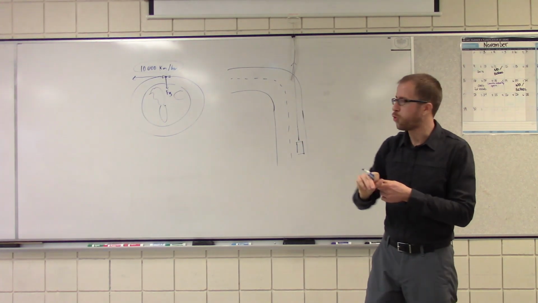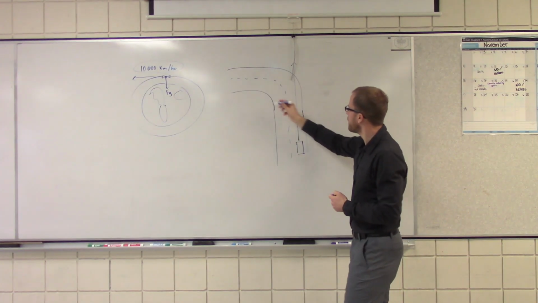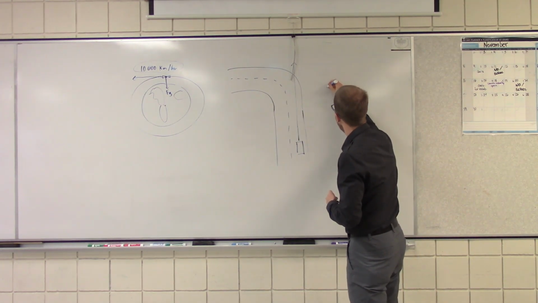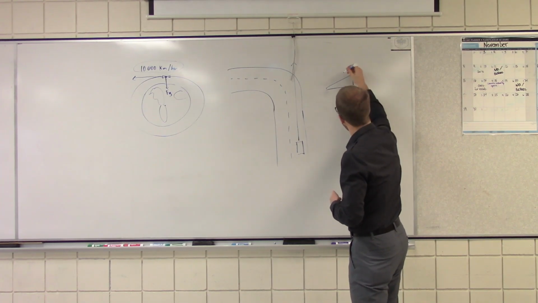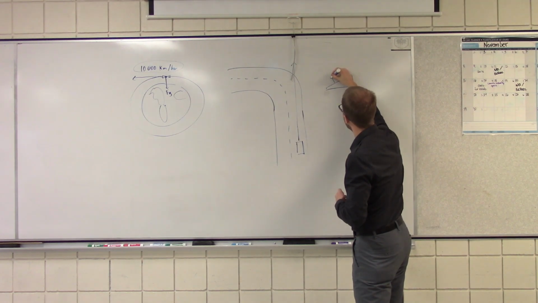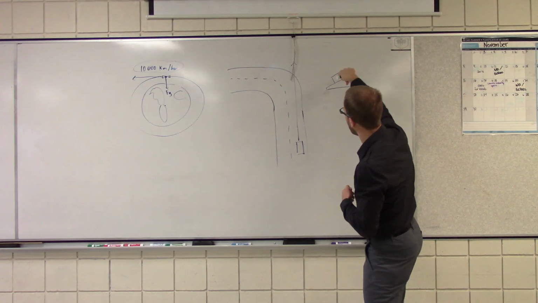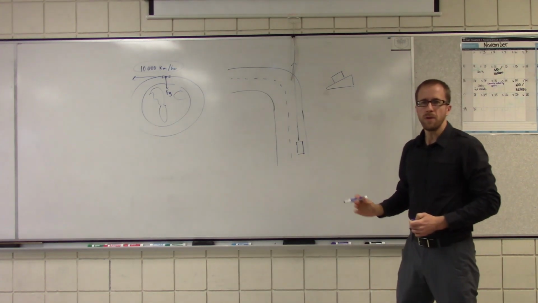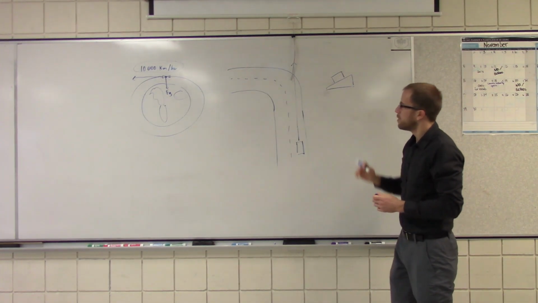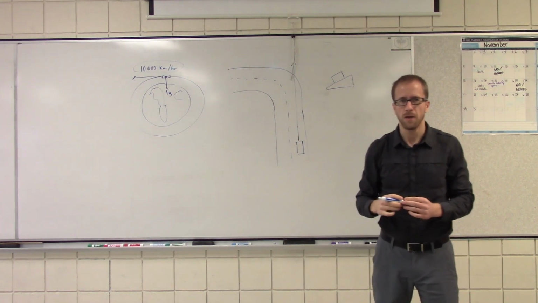So if I looked at a cross-section of our highway, it would look something like this. So this is a cross-section of our highway. Here's our car. We're looking straight on to our vehicle. And as it goes around the corner, we bank the road. So what is the unbalanced force here? What's going to happen?